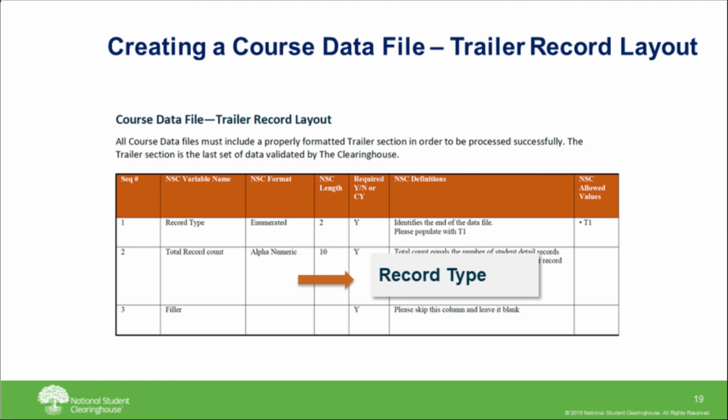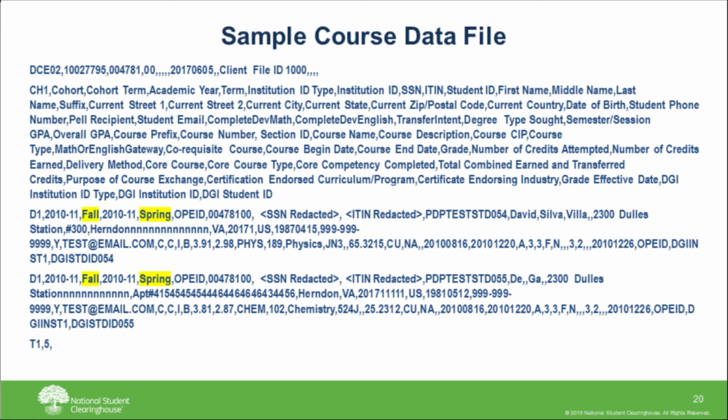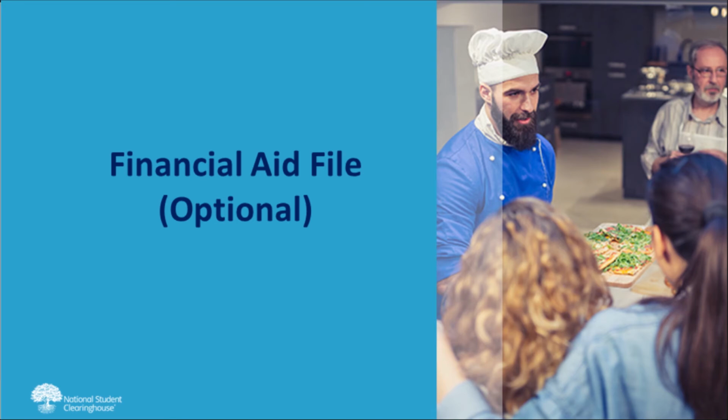Here is a data definition table for the trailer record. The record type must be T1. Here's a sample of the entire course data file. Now we will quickly cover the financial aid file. Please note that no changes were made to the file layout.